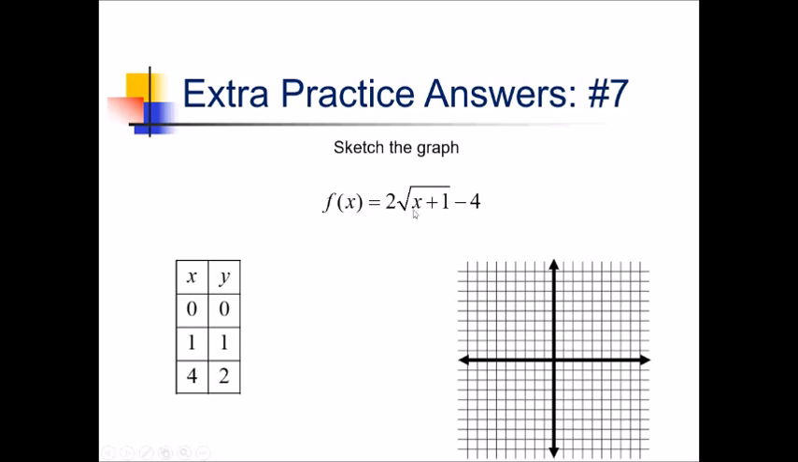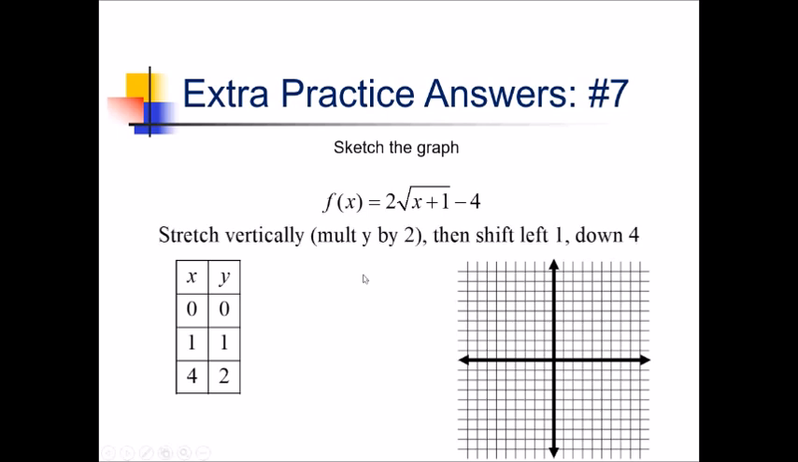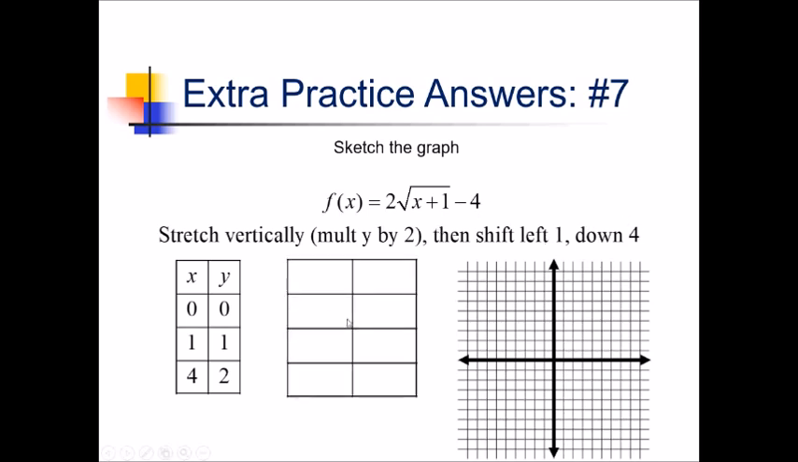For my transformations, got a lot going on here. We have this x plus 1 inside, which means we are shifting left 1. This 2 outside means we're stretching vertically, and the minus 4 outside means that we are shifting down 4. And this vertical stretch is multiplying all the y values by 2 here. So to recap, we have a stretch vertically, multiply y by 2. We have a left shift of 1. We have a down shift of 4. Let's put all that now in our new table.